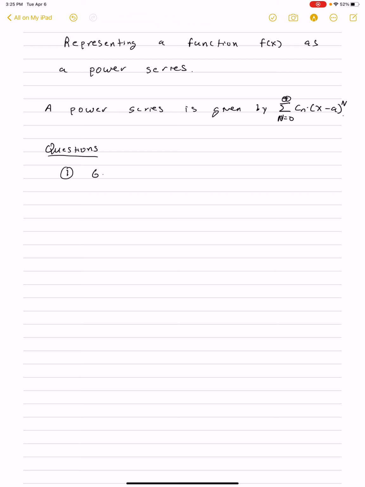One, given a function f of x, what is its power series? Two, once you find the power series, when can we represent the function f of x by the power series?